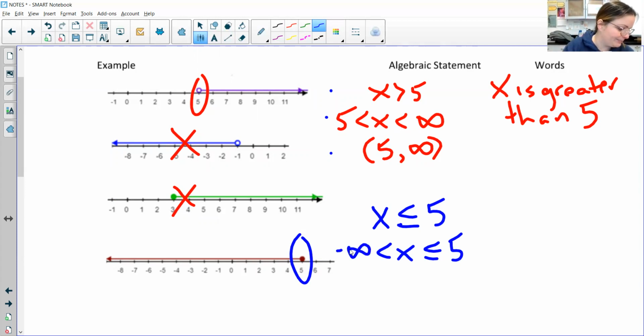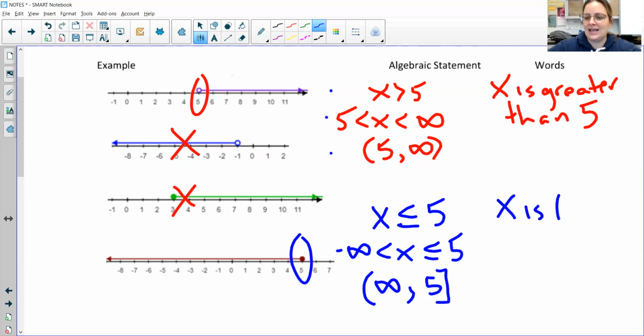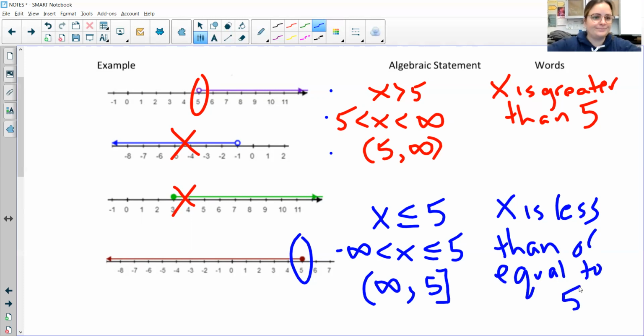How we represent that in the other method is a circular bracket, negative infinity to positive 5. And because it can be equal to positive 5, instead of using a circular bracket, we use a square bracket. And how we say this in words is x is less than or equal to 5.